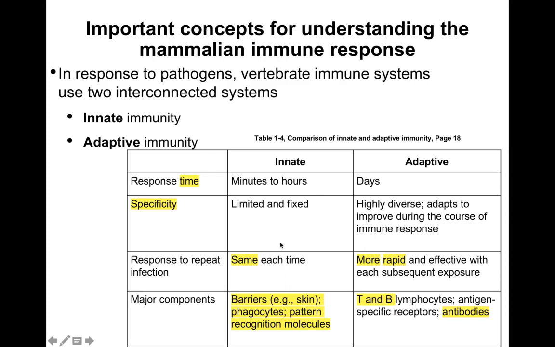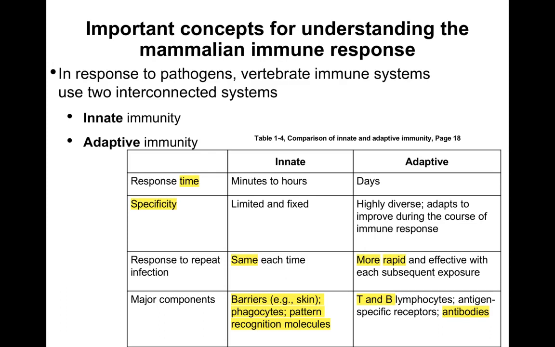You get the same response each time you come in contact with the same pathogen in the innate immunity. However, adaptive immunity will, if it's the same pathogen, respond more rapidly and therefore be more effective each time you come in contact with a pathogen. And that's what we take advantage of when we give someone a vaccine, because if we give them pieces or parts of a pathogen, we want to induce an immune response so that they would respond much quicker if they ever do come in contact with that actual live pathogen.